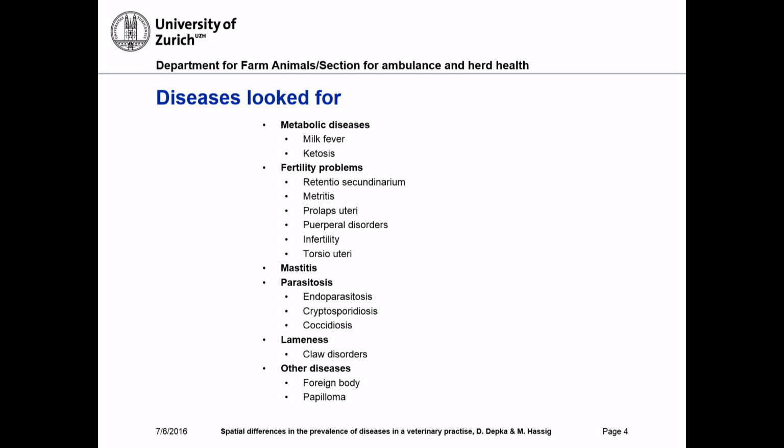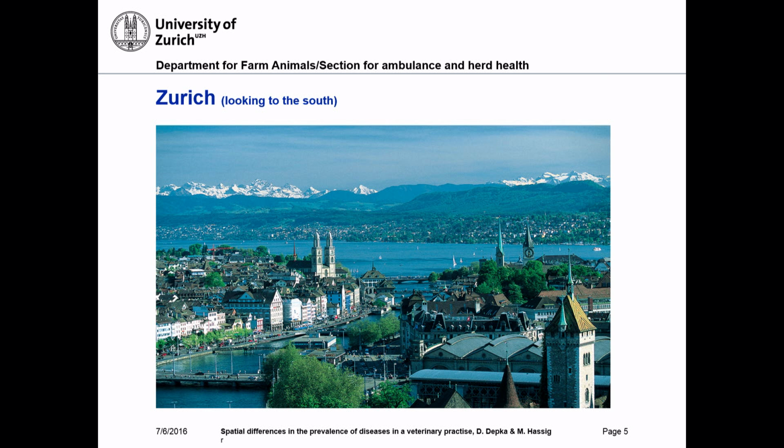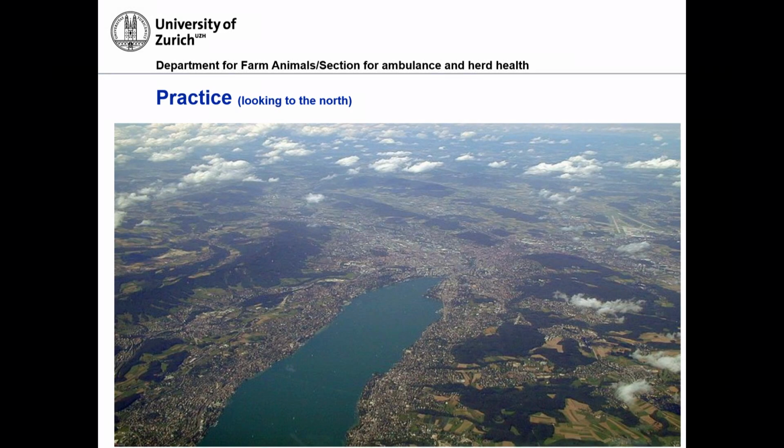Diseases we looked for were metabolic diseases, fertility problems, mastitis, parasitosis, lameness, and other diseases, as you can see on this list. Now you see Zurich in front, the older city, then the Lake of Zurich, and behind the Swiss Alps. If we look now in the opposite direction, you also see the Lake of Zurich, and this is the region of our practice with the university in the midst.